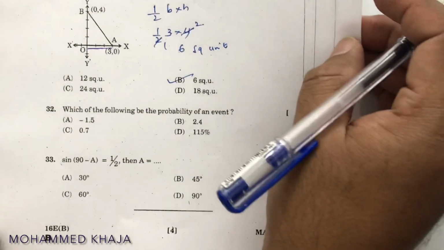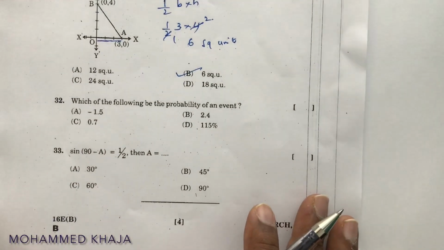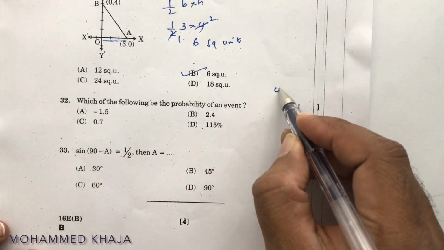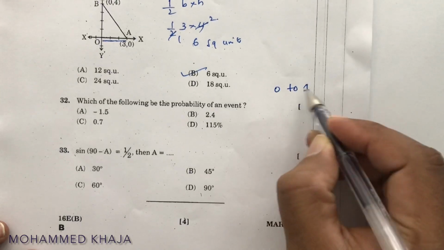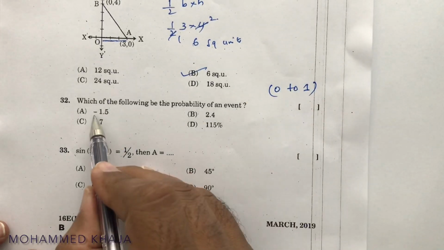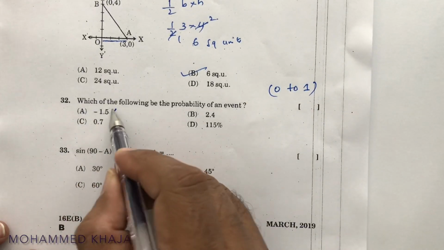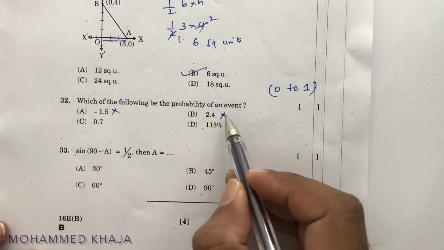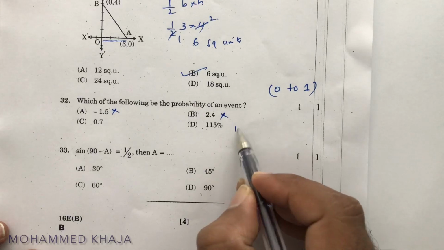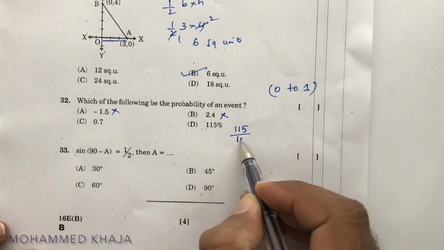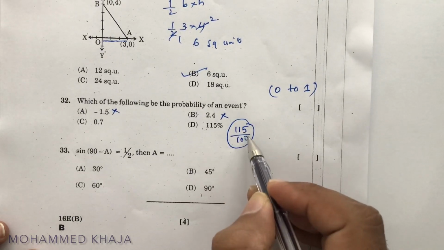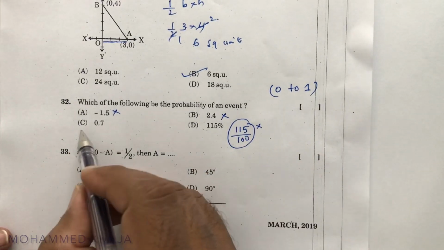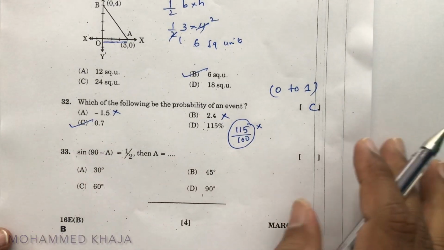Next one. Which of the following can be the probability of an event? Probability cannot be negative, because probability is from 0 to 1. So this is not the option. 2.4 is more than 1. This is also not possible. 115%, if you write 115 by 100, it is also more than 1. This is also not possible. 0.7 is between 0 and 1. So the correct option is C.